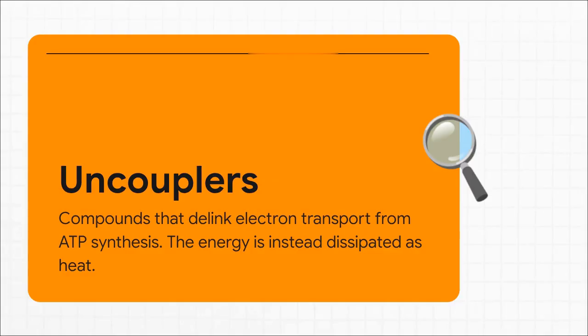Now, uncouplers do something different, but just as dangerous. They don't block the chain. Instead, they poke holes in that inner mitochondrial membrane. So remember our dam? It's like they've just drilled holes in it. The protons can now just leak back into the matrix without going through the ATP synthase turbine. The proton gradient is gone, the electron transport chain actually goes into overdrive trying to compensate, but all that energy is just lost as pure heat. This is exactly why that banned diet drug DNP caused a deadly fever.